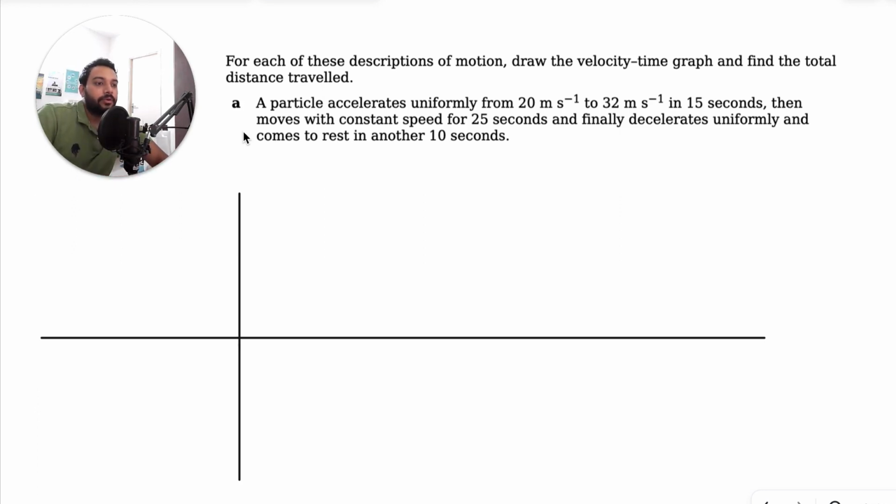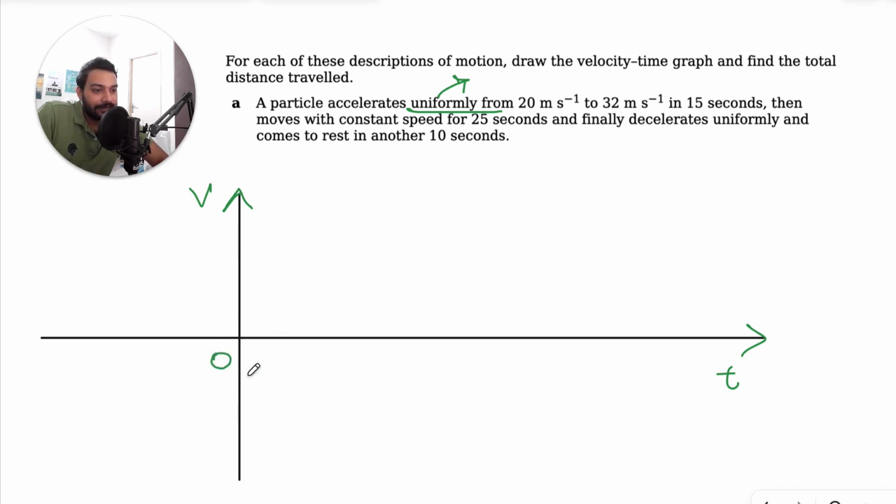Okay, so to draw the velocity time graph, y-axis we assign as velocity, x-axis as time. It's saying in the first leg, the particle accelerates uniformly from 20 meters per second to 32 meters per second in 15 seconds. Uniformly means the rate of increase of velocity is constant. That means acceleration is constant. And what is acceleration? Acceleration is basically the slope of velocity with respect to time. So dv by dt, that's acceleration. So the slope of the velocity time graph for these 15 seconds would be constant. That means it'll increase from 20 to 32 in a straight line fashion.